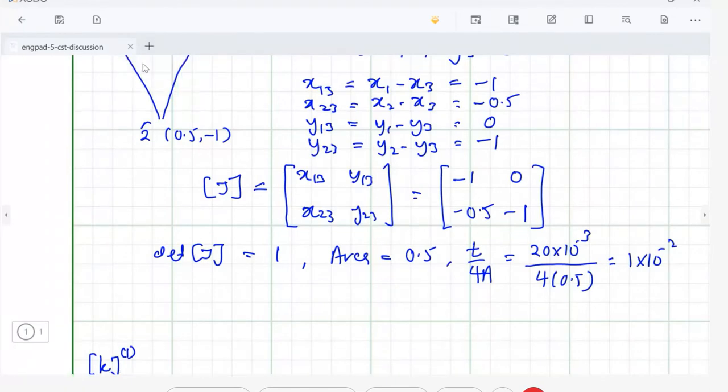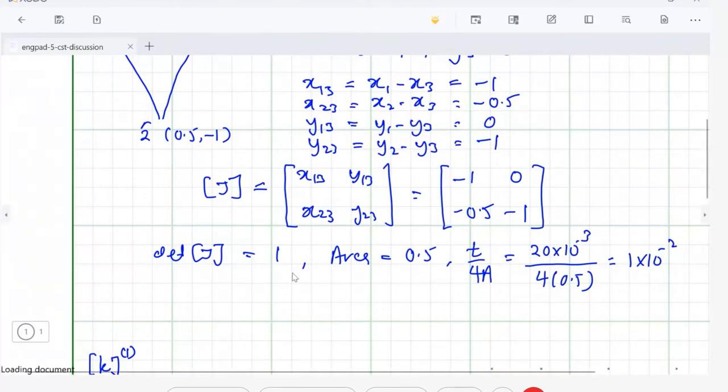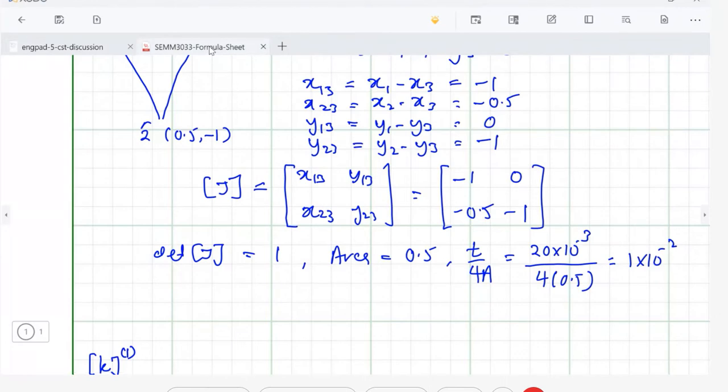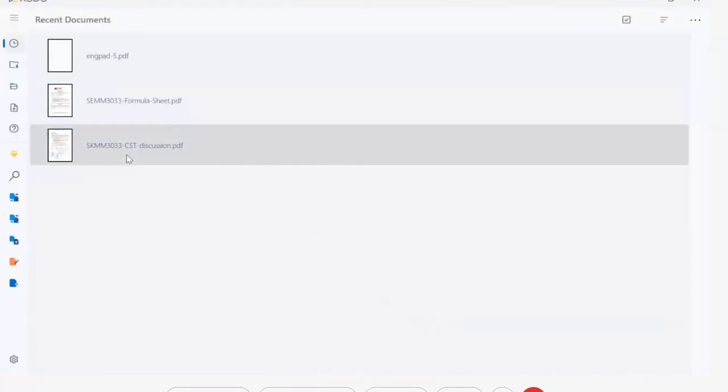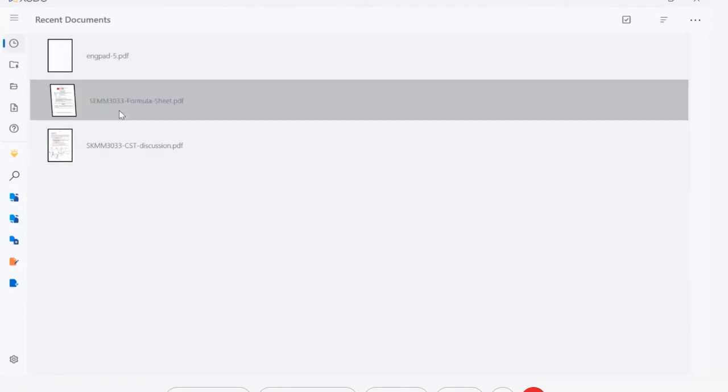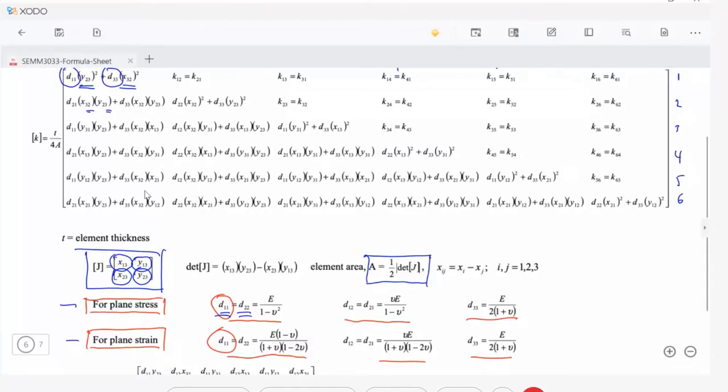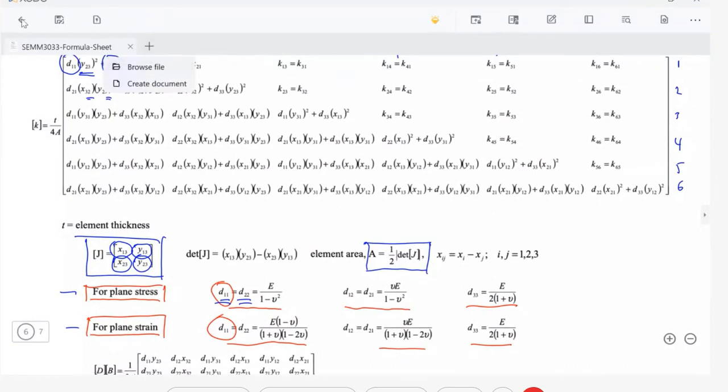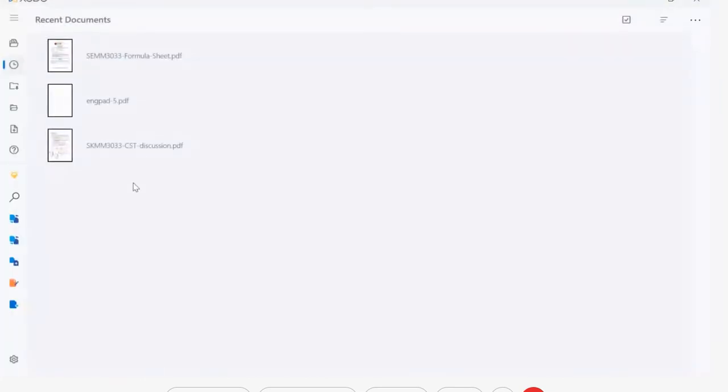Okay, I'm not satisfied. I think I need to show you the formula. Hopefully, I can open this. It's not showing the formula. I think I have to close this and maybe we open it again.